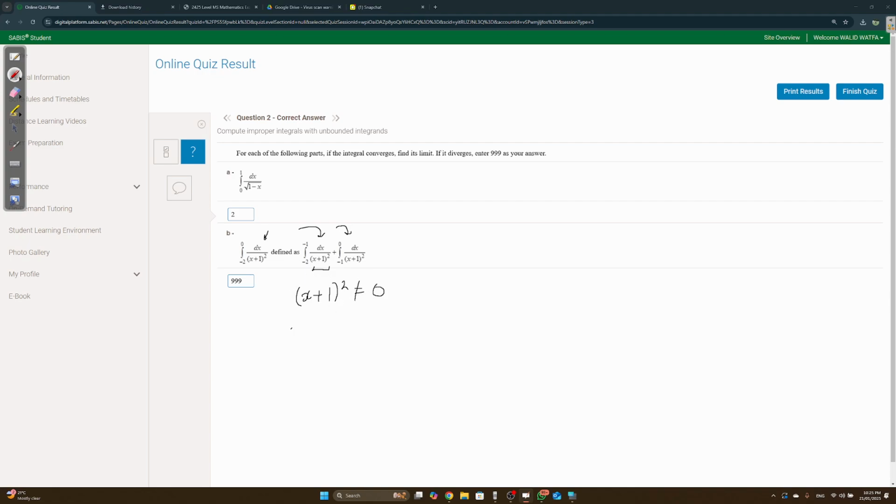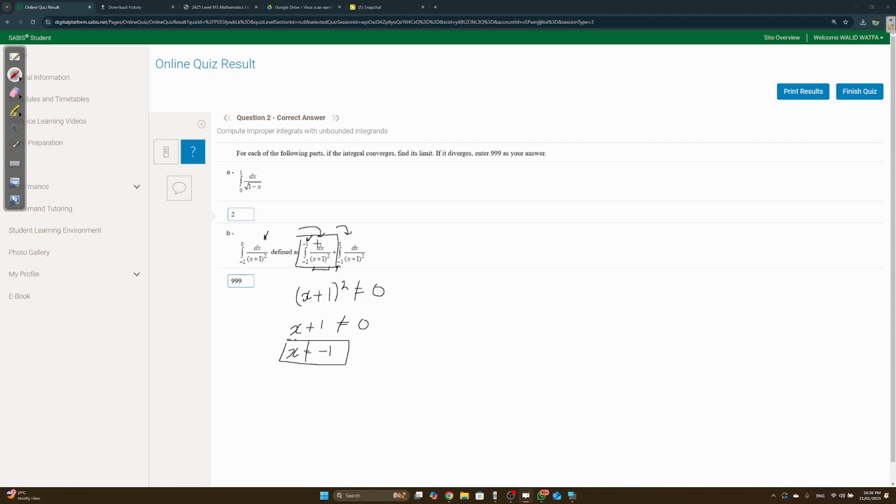So let's square root both sides. You're going to get that x plus 1 can't be equal to 0. So x cannot be equal to negative 1, right? So this is my restriction over here. And as you can see, negative 1 is part of both integrals. So for that reason, I'm going to change negative 1 with a. Okay? Let's start with the first one.